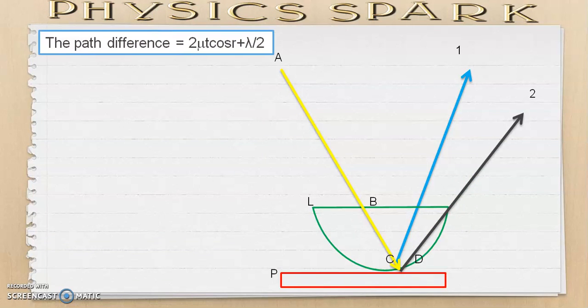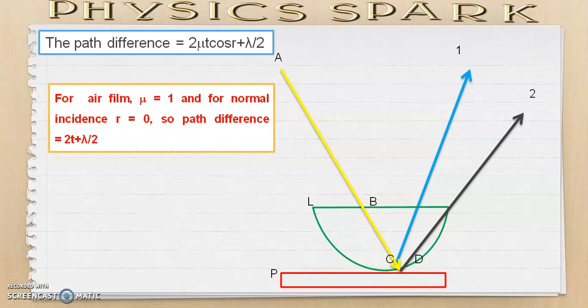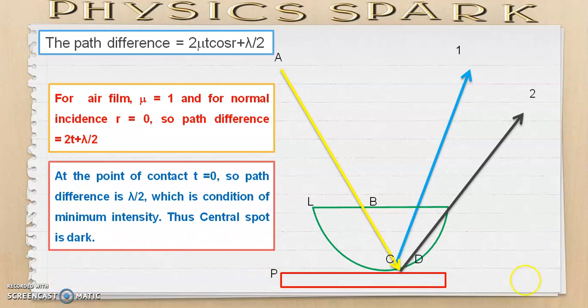The path difference is 2 mu t cos r plus lambda by 2. Here mu is the refractive index, t is the thickness of the air film, r is the angle of refraction, and lambda is the wavelength of the light we are using. But for an air film, mu is equal to 1, and for normal incidence, means for a perpendicular incidence, r will be 0. So the path difference will become 2t plus lambda by 2.